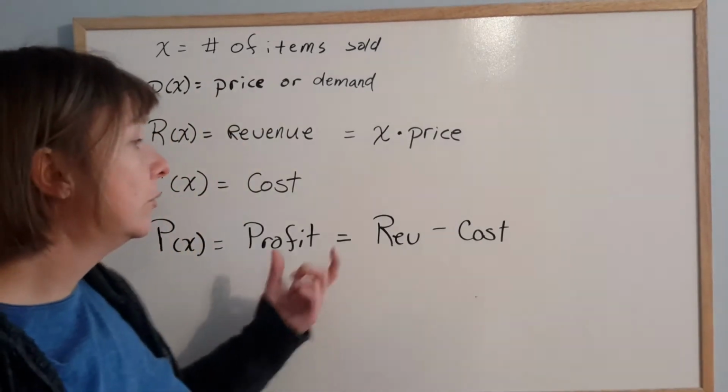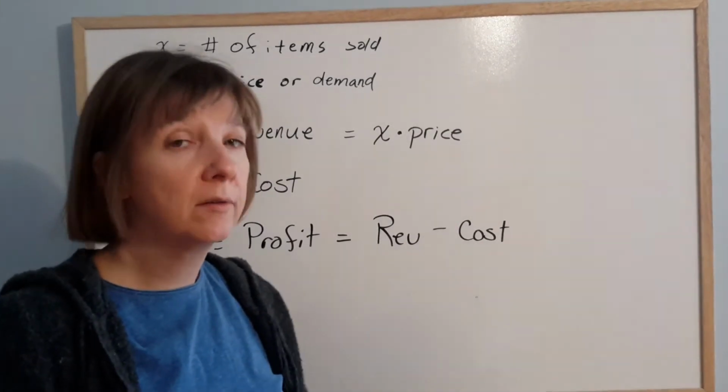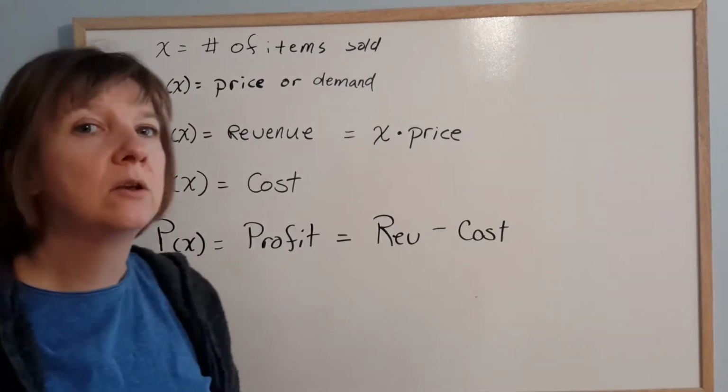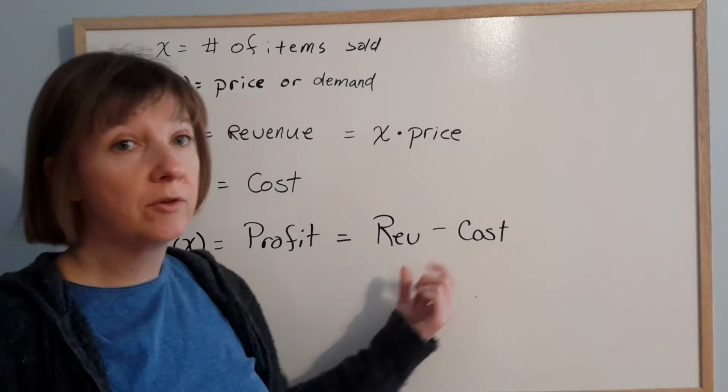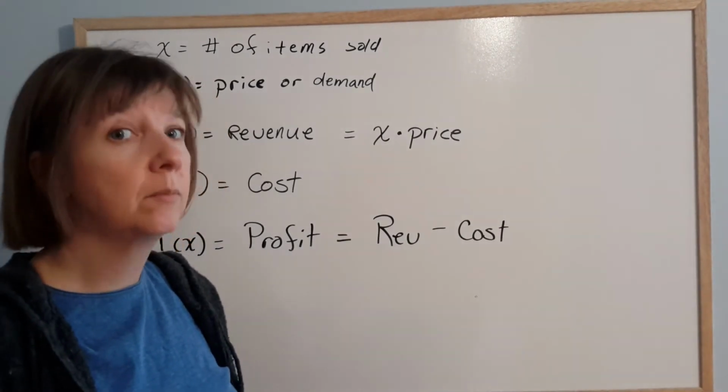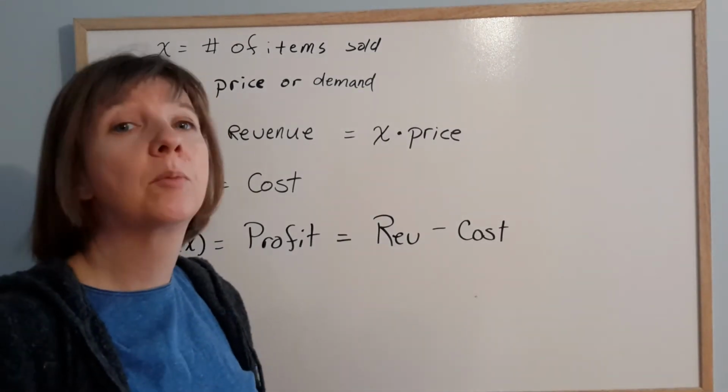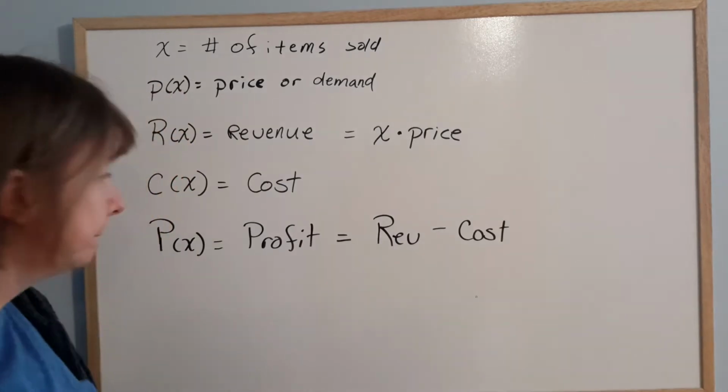So if you do revenue minus cost and you get a positive, that means there's money and you get to keep it, and that's your profit. If when you do revenue minus cost you get a negative, that means your business is in trouble and you're having problems because you're not making any money.